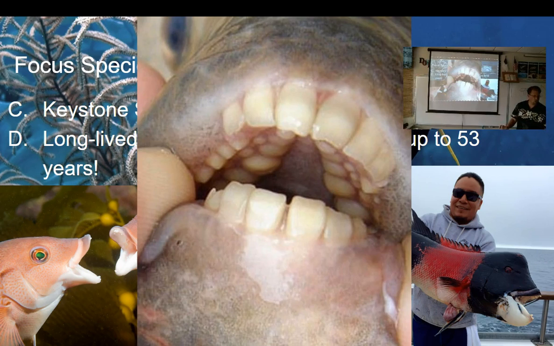Okay, this is what their mouth looks like. That looks too human. Isn't that weird? That's too human. It looks totally human. Incisors, canines, and molars, but 3 rows of teeth. They're kind of cool looking. They're neat.